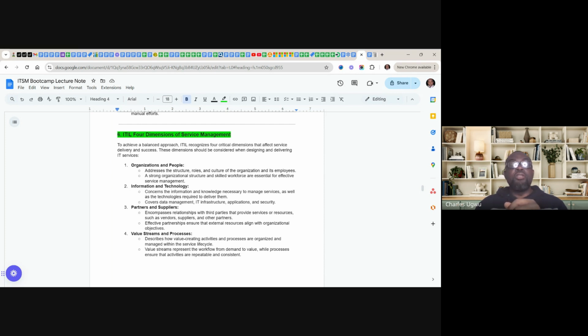By the time all these 4 processes, we break them down when we want to put it in practice, you see that there's a lot we've done within this 4-dimensional elements for service management.